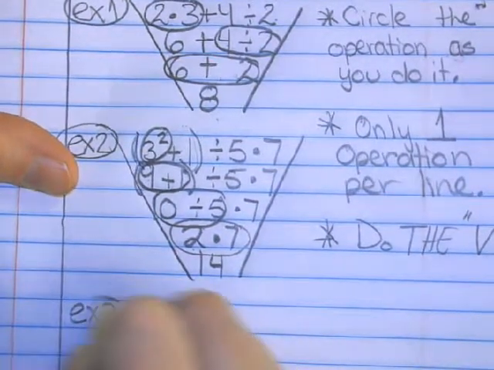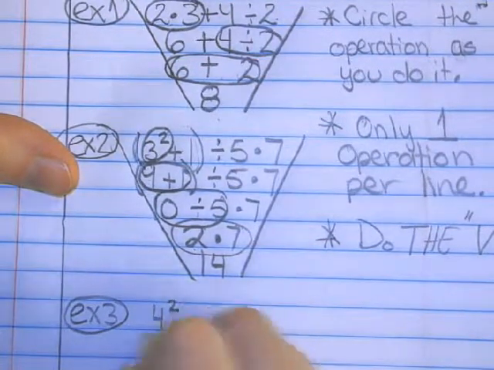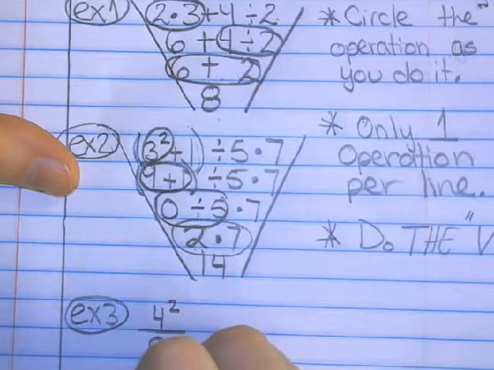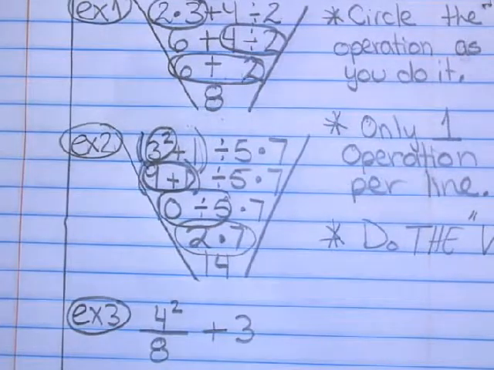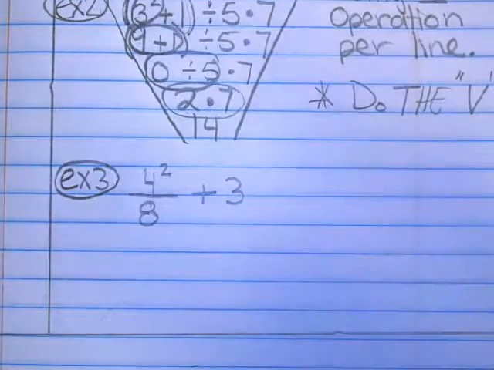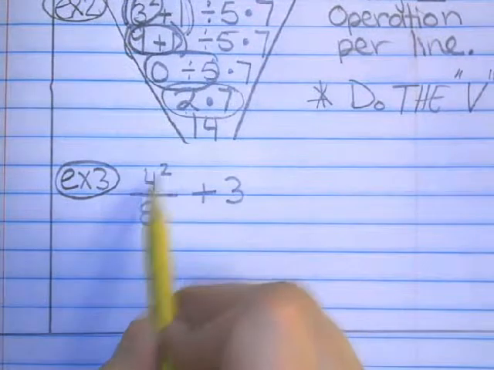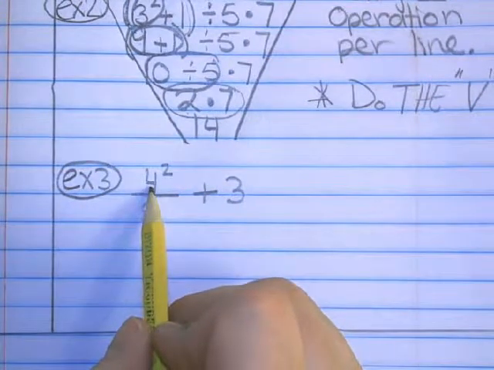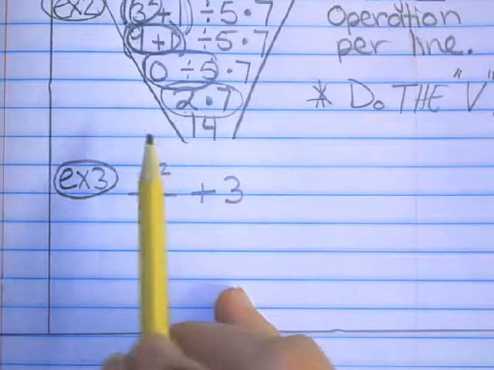This is example 3. We have 4 squared over 8 plus 3. So I have no parentheses, so I don't need to worry about those. So my next priority is any exponents I have. I do have an exponent, it's right here. I have to think to myself, does that exponent mean I do the whole fraction or just the numerator? There's no parentheses around it, so it's just the numerator.